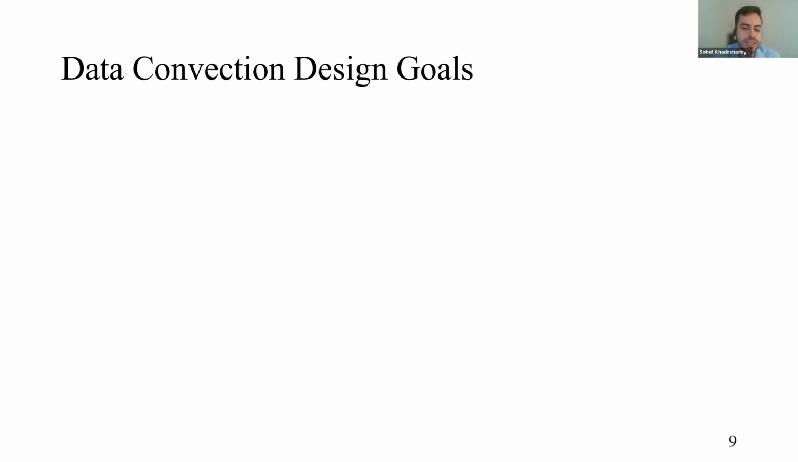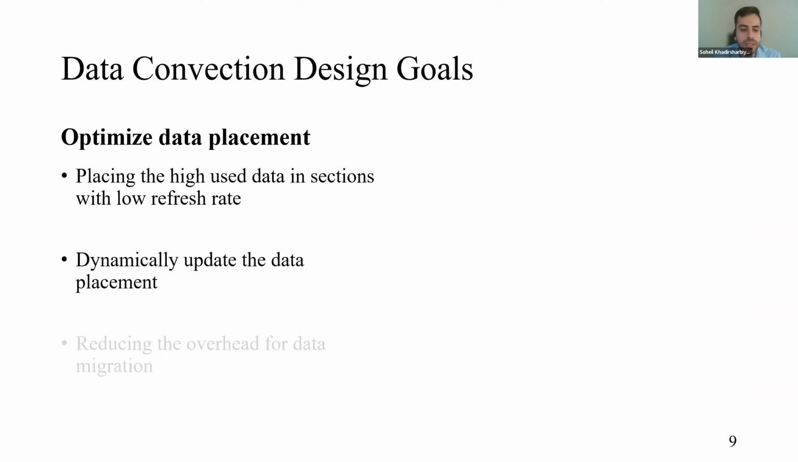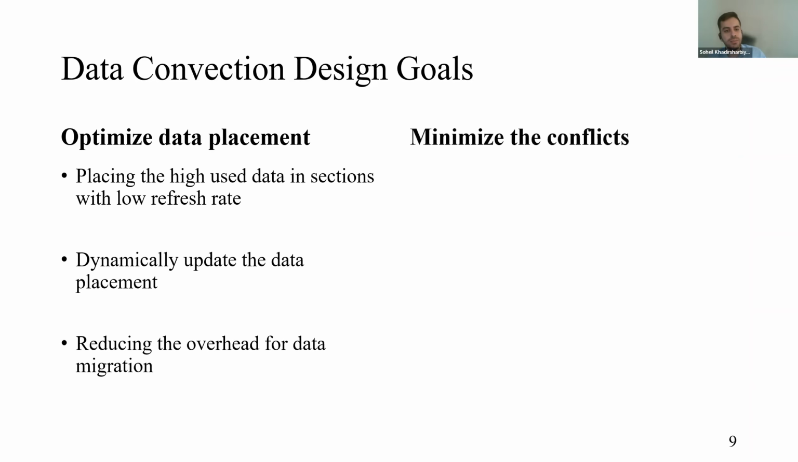In this paper, we aim to optimize data placement. It means that we want to place the highly used data in the sections with low refresh rate. We want to dynamically update the data placement, and we want to reduce the overhead of data migration. At the same time, we don't want to increase the number of conflicts.